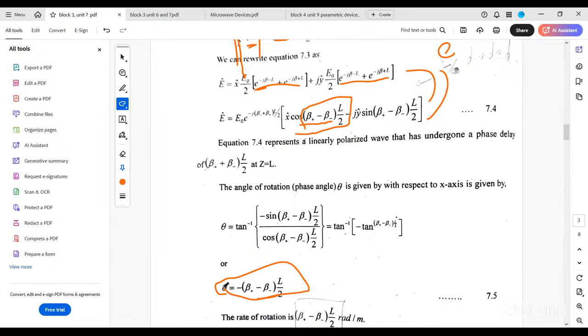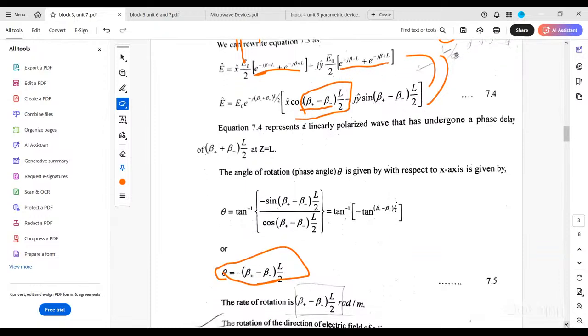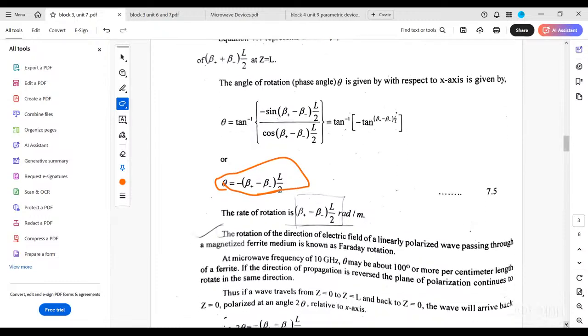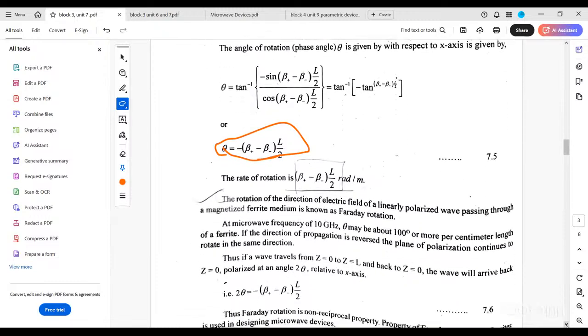Minus of beta plus beta minus times of L by 2. That is 2 theta. So this is the formula of Faraday rotation. This is the explanation of the Faraday rotation. Just we will recall what we discussed, the derivation part only.